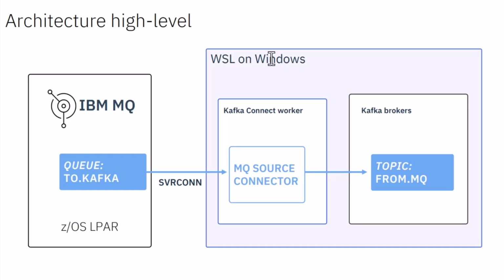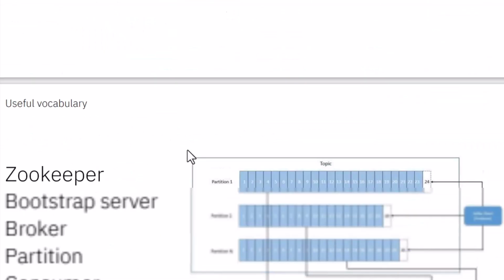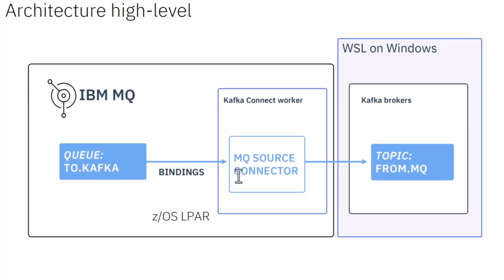We're going to be using client mode for this simple example, but for optimizing for responsiveness, you would typically want to use the connector in bindings mode, so running next to the queue manager on z/OS. That would look something a little bit more like this, but just for demonstration, I'm going to show you it in client mode.